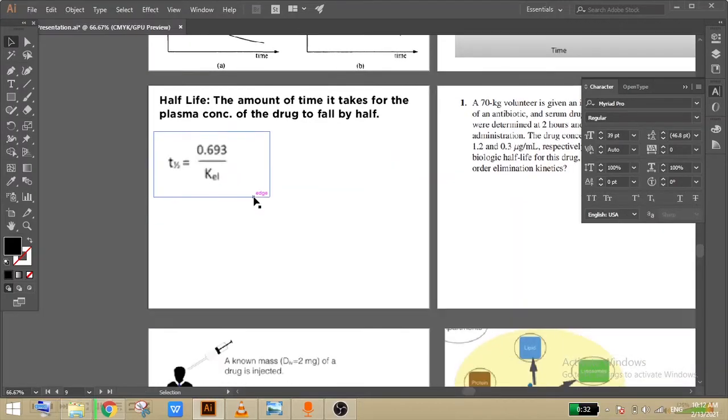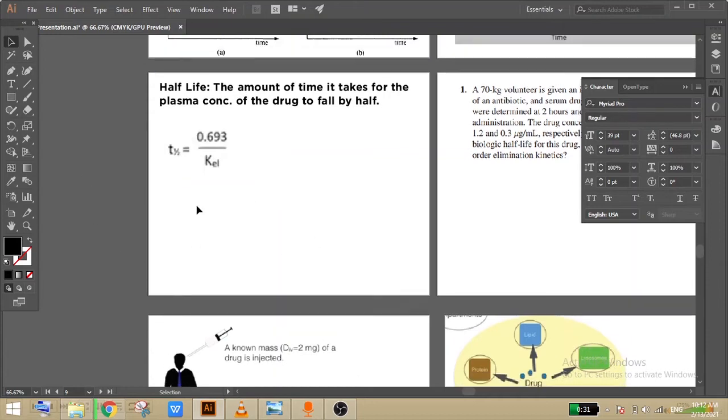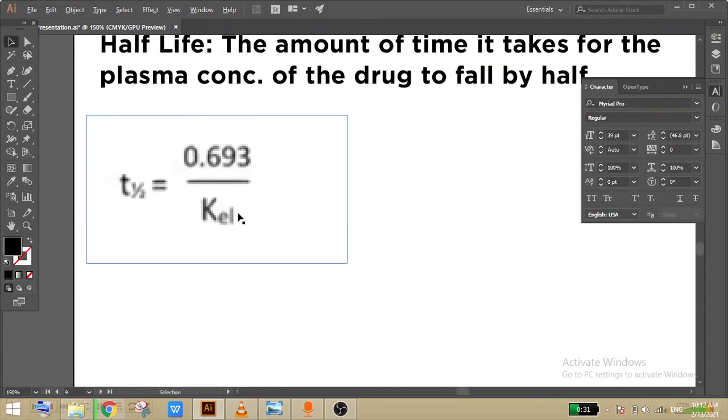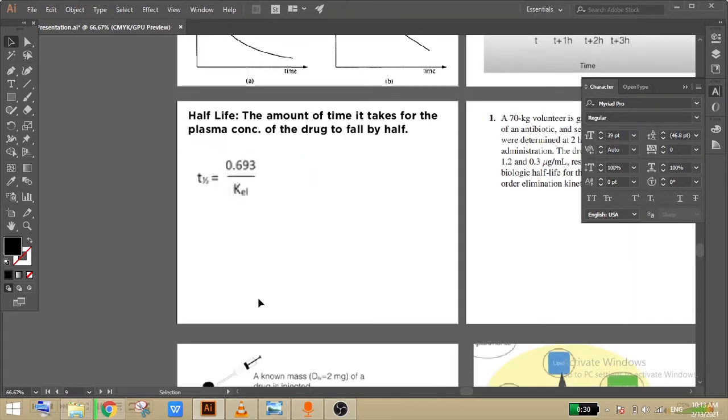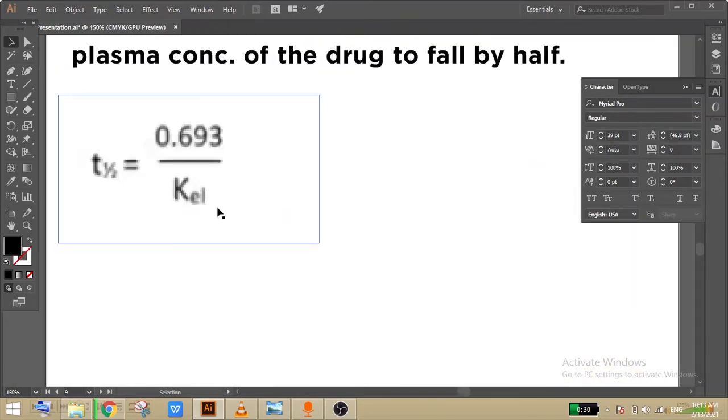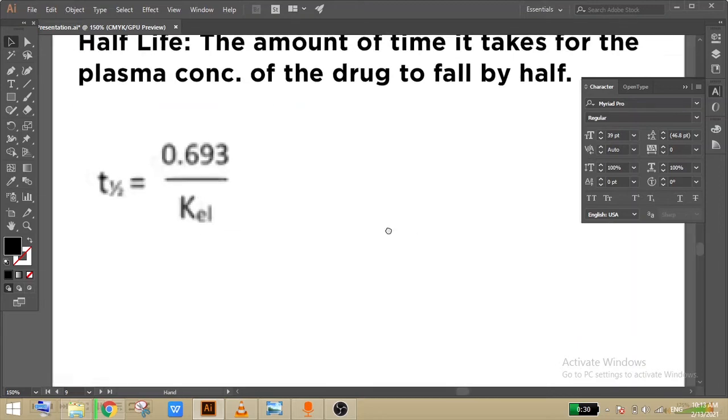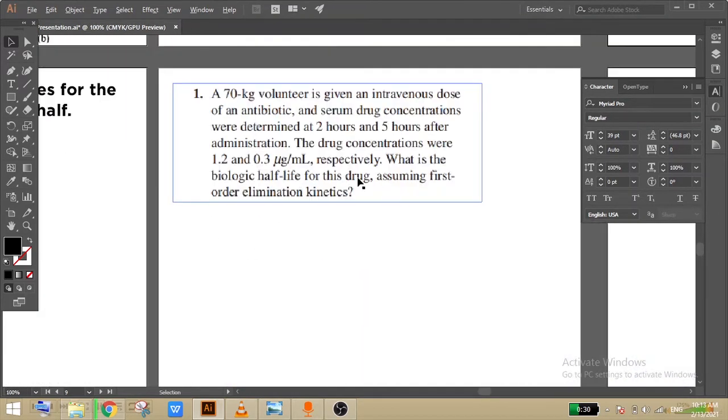So the next parameter is the half-life. Half-life is the amount of time it takes for the plasma concentration of the drug to fall by half. This is the equation of how we calculate the half-life for our given data set. This equation is also derived from the first order rate equations. I have not covered those equations in this presentation, so I will not be going into the derivation. But this is the main crux for the half-life, and we are going to solve a question to make more sense of it.